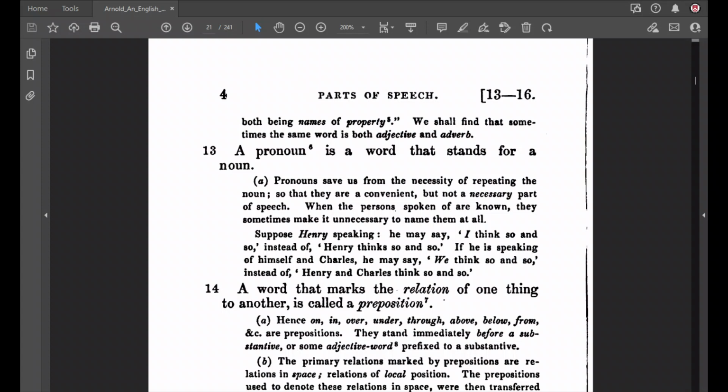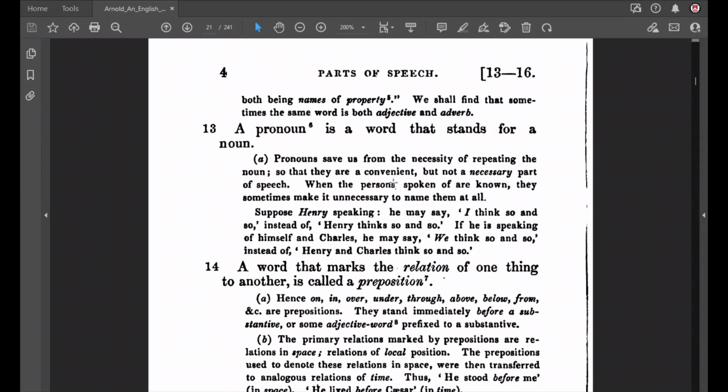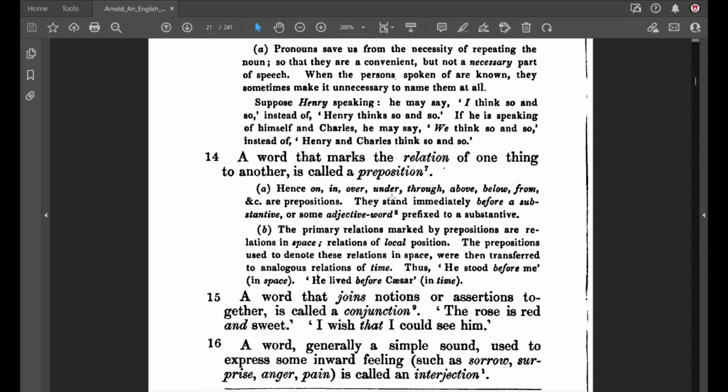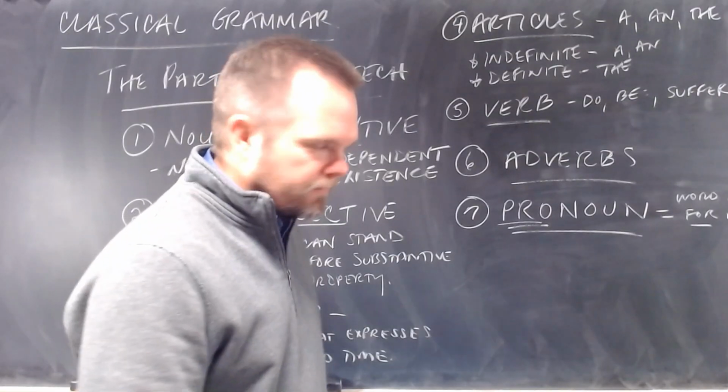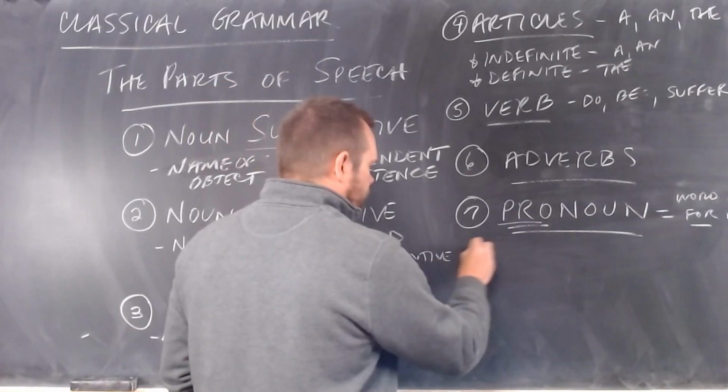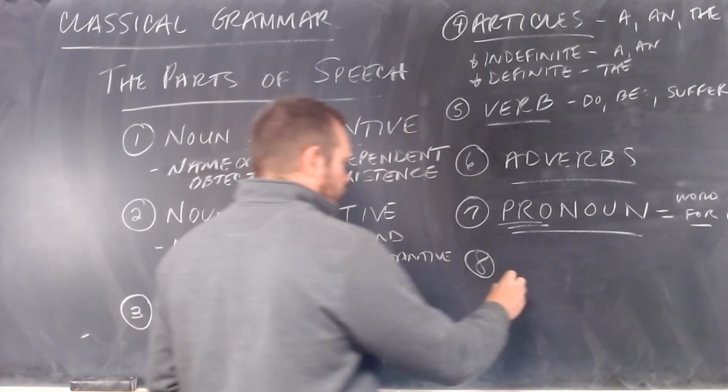So let's move down to paragraph 14. In paragraph 14, we find the next part of speech. We read, a word that marks the relation of one thing to another is called a preposition. A preposition. So the eighth part of speech we learn of is a preposition.